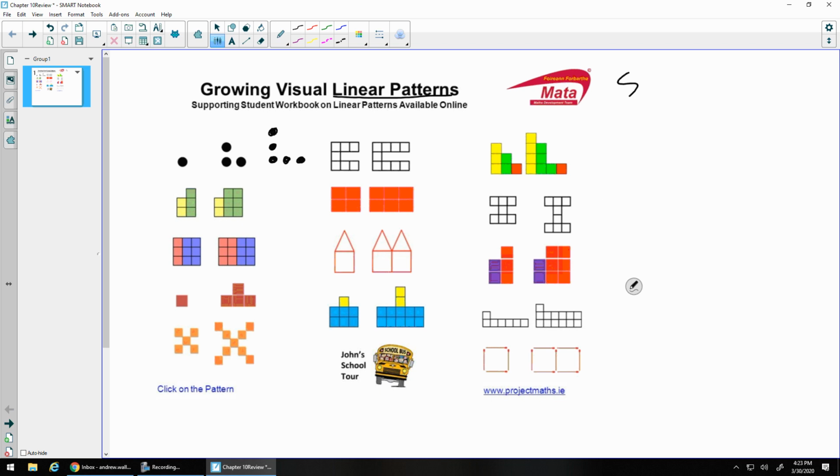For this one, let's look at this pattern here now. There were 1, 2, 3, 4, 5, 6, 7 blocks. Now there's 1, 2, 3, 4, 5, 6, 7, 8, 9. So we're going up by 2. Well, what did they do? They added 2 blocks on at the end.